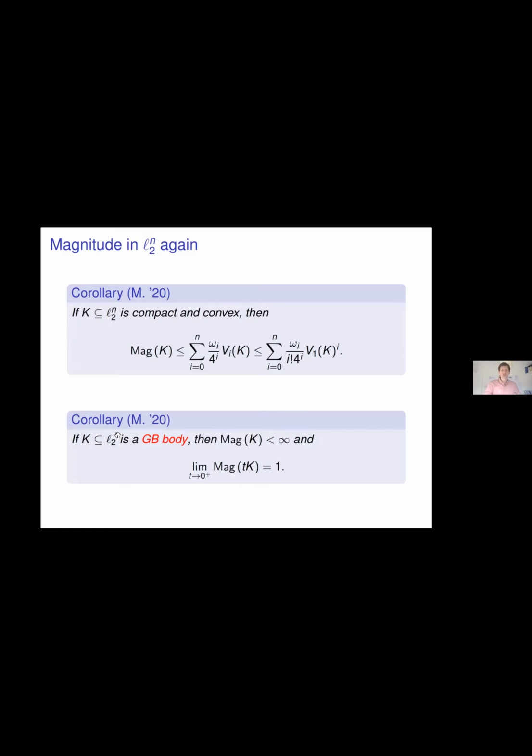So notice this is L2 without the n here. Basically, we can extend the intrinsic volumes to subsets of an infinite dimensional Hilbert space, and those for which the first intrinsic volume, and therefore all the intrinsic volumes, are finite are a class of sets that have been studied in the literature on Gaussian processes. They're called GB bodies. GB stands for Gaussian bounded. And I'm not going to get into why that name, but this is the first known result that says that certain infinite dimensional subsets of Hilbert space have finite magnitude and also have this property that the magnitude still goes to 1 if you shrink to a point.